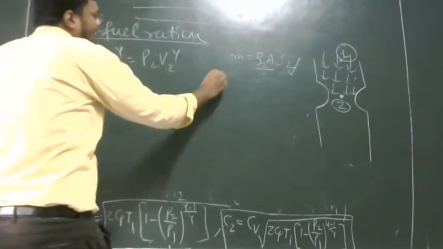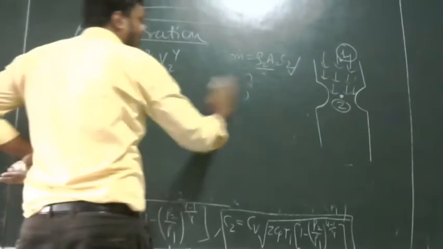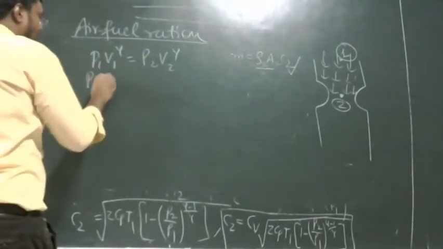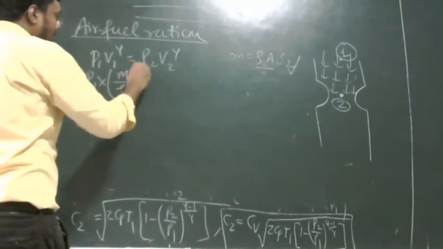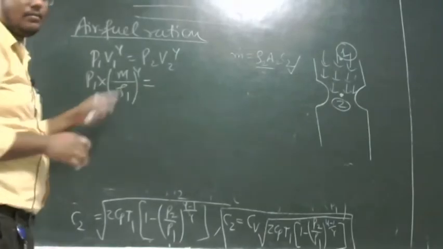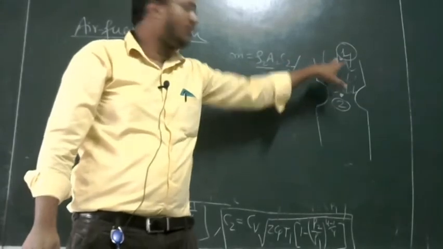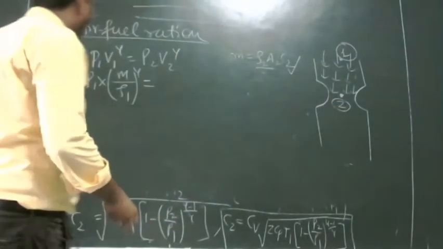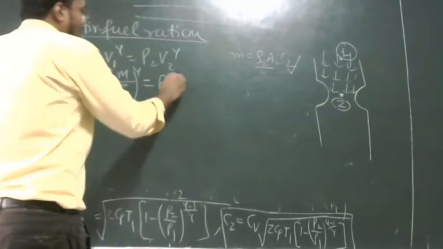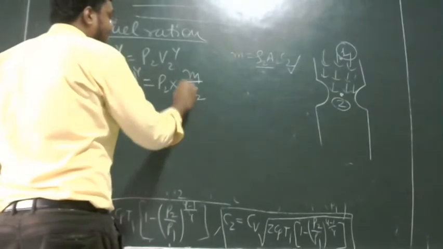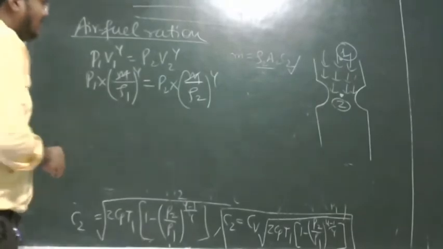Now volume, we can write volume is equal to mass by density. So write here P1 into V1 means m is constant, m by rho 1 to the power gamma. M is constant, so we need not write it here because the air is same. What amount of air is flowing from 1, same amount of air is flowing from point 2. So mass will be same. So we need to write M1, M2. Just write M by rho 1 is equal to P2 into M by rho 2 to the power gamma. So M cancels.